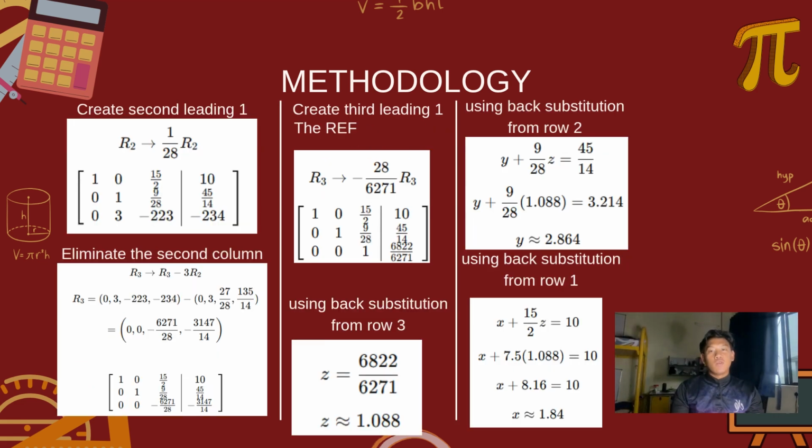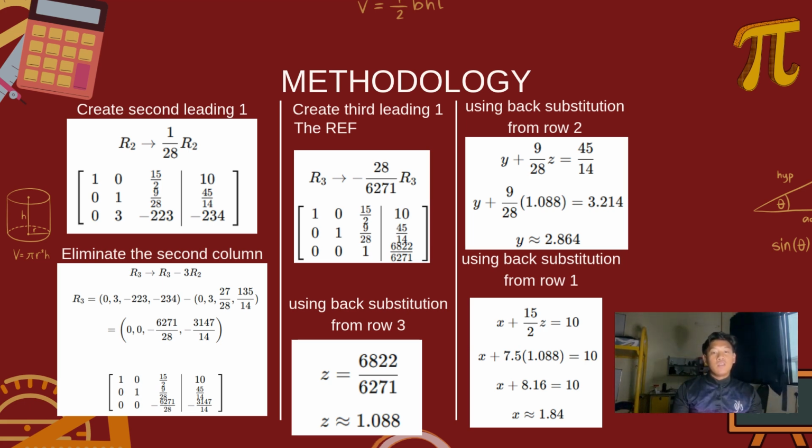Then, we create a second leading one, which we divide row 2 by 28 and we insert into row 2. Then we eliminate the second column where we subtract row 3 minus 3 times row 2 and we insert into row 3. Then we want to create a third leading one, which also will be the REF in the end. So row 3 will be multiplied by negative 28 over 6,271 and we insert it into row 3. Now, from the REF that we got, we use back substitution from row 3.